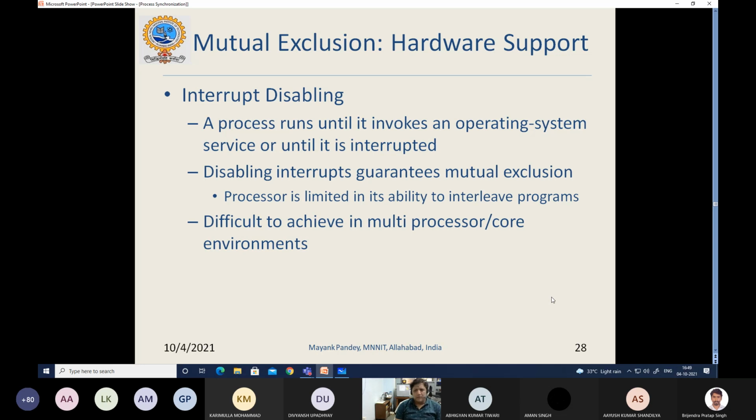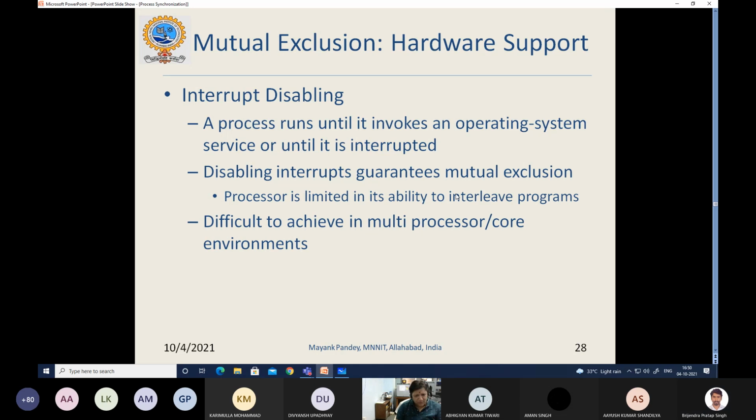So, as we have seen, it is difficult to write a code by ourselves because they are difficult to debug. So there are other approaches to provide mutual exclusion, and the most straightforward is the hardware support. One is interrupt disabling. A process runs until it invokes an operating system service or until it is interrupted. If a process is running continuously, mutual exclusion will be guaranteed. If you disable all the interrupts, mutual exclusion will be guaranteed.